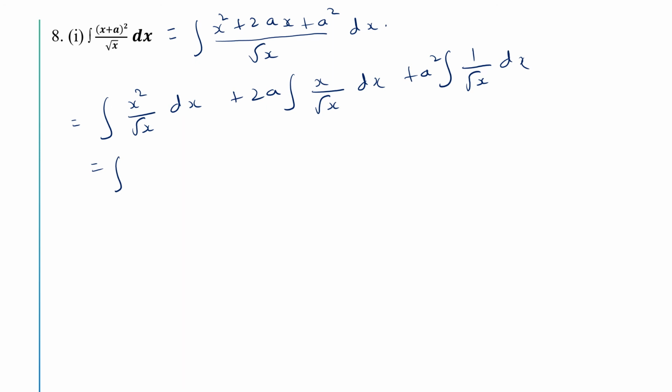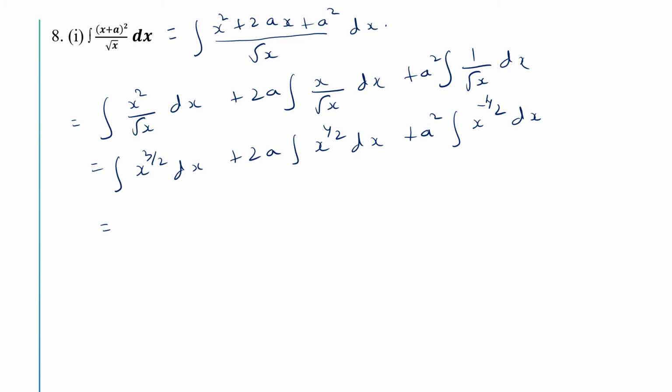So integral x square by root x is x raised to 2 minus half. So it is x raised to 3 by 2. Then plus 2a into integral x by root x is root x. So it is x raised to half dx plus a square into integral 1 by root x is x raised to minus half dx.